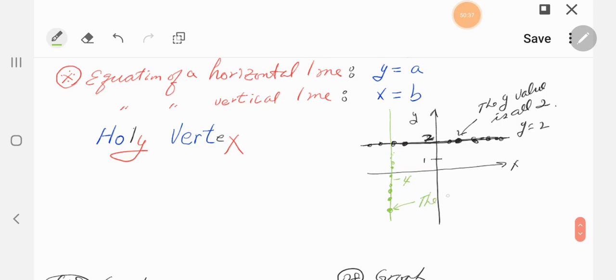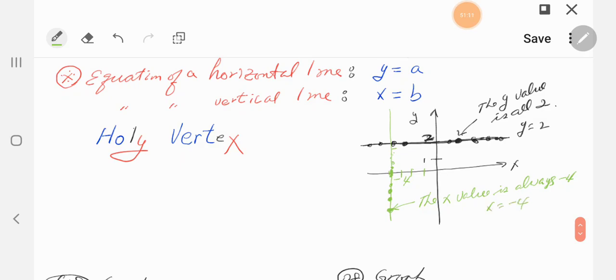x value. It is always what? Always negative 4, right? The x value of this point is negative 4. This is negative 4, this is negative 4, negative 4. So x is always negative 4. So you can write it x equals negative 4.